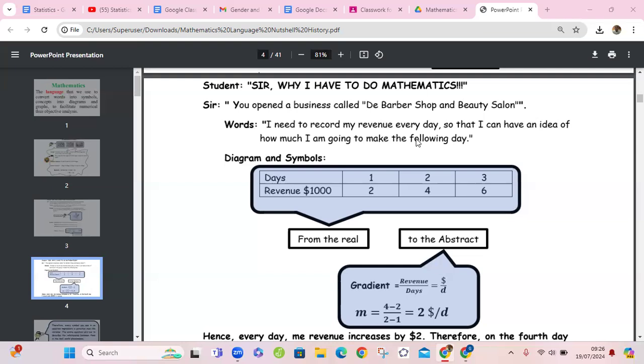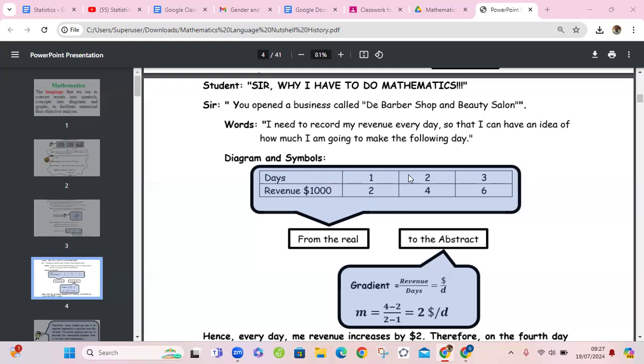So then what you do now, you actually transfer these thoughts to paper. So you draw up a diagram and then you start to create symbols. So that is where mathematics comes in, transferring words to symbols. So for days and revenue, the number 1, the number 2, the number 3. You record 2,000, 4,000, 6,000. Okay, so from the real to the abstract, that's what is happening there.